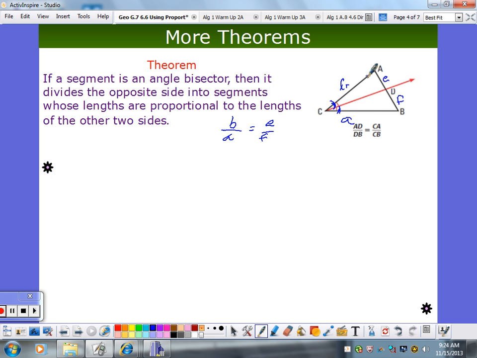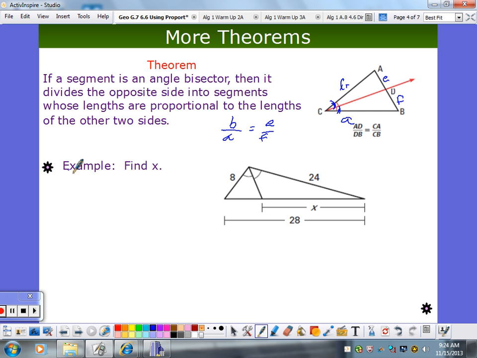So what's going on here? This is to that as this piece is to that piece. Or this piece is to that piece as that piece is to that piece. That's what this is saying. So AD is to DB as CA is to CB. Let's look at a quick example here. All right, what's going on here?